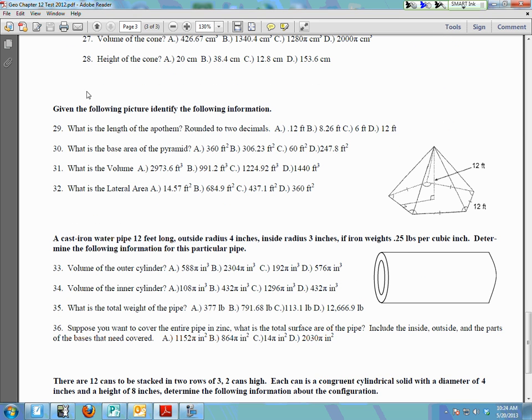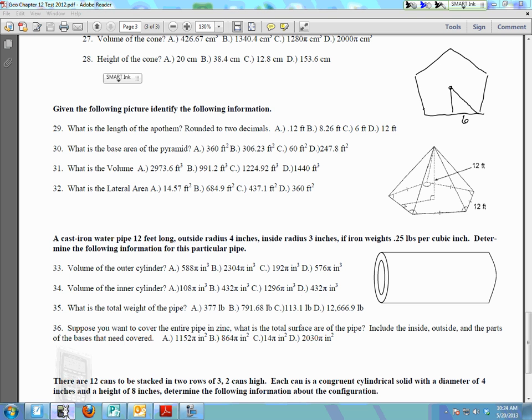Number 29 says, given the following, identify the following information. What's the length of the apothem rounded to 2 decimal places? Well, here it's a pentagon. So to find the apothem, and the reason I'm asking this question first is because we need the apothem to find the area of the base. So right now, we're going to deal with that triangle. We know that each side is 12, so that's going to be 6.